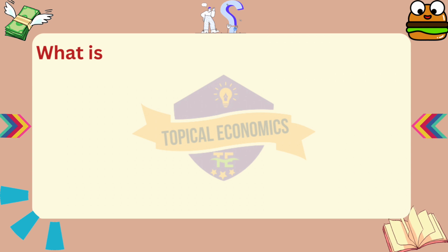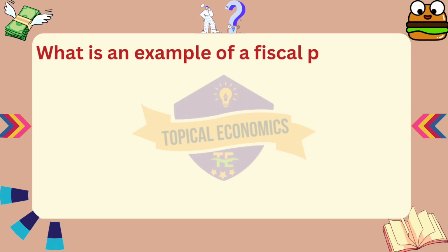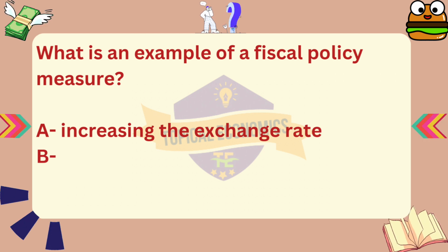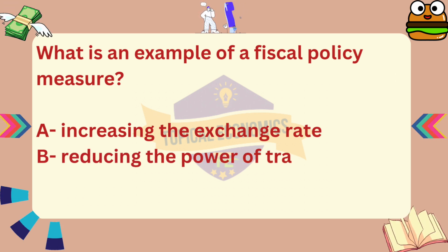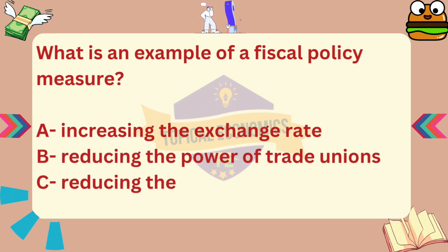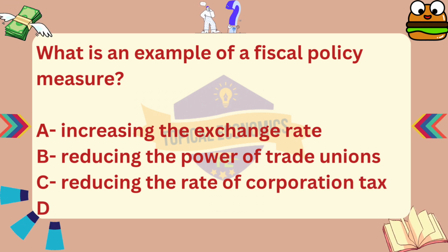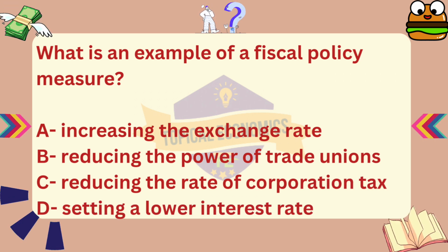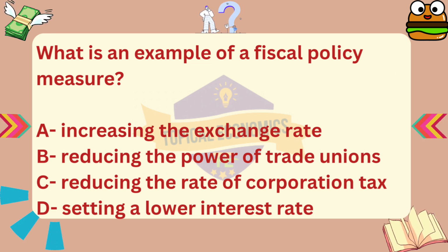Moving to question 2. What is an example of a fiscal policy measure? A. Increasing the exchange rate. B. Reducing the power of trade unions. C. Reducing the rate of corporation tax. D. Setting a lower interest rate. Reference, 2022 May-June version 1. The correct answer for this question is option C, reducing the rate of corporation tax.